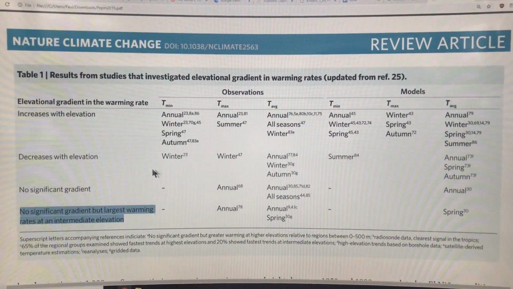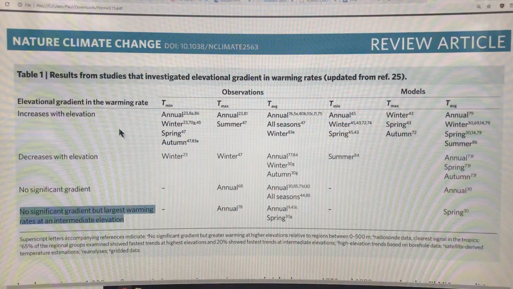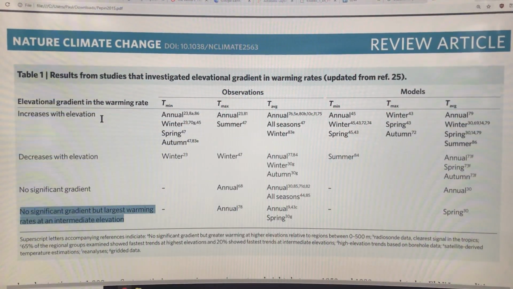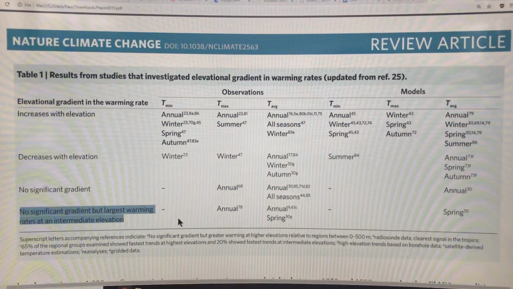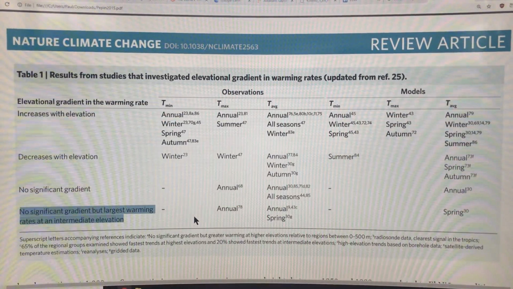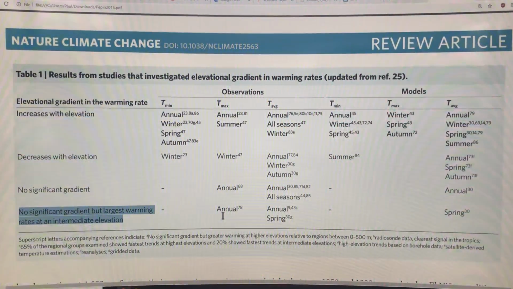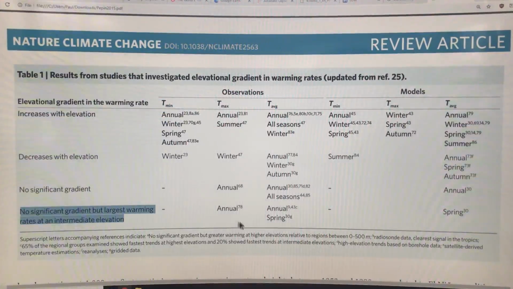There are some mountain ranges where we're not seeing this effect of an increase of warming rate with elevation. There's actually some where there's a decrease with elevation. There's some with no significant gradient. And there's some where there's not really a change with elevation, but there is some bump up at a certain intermediate elevation.